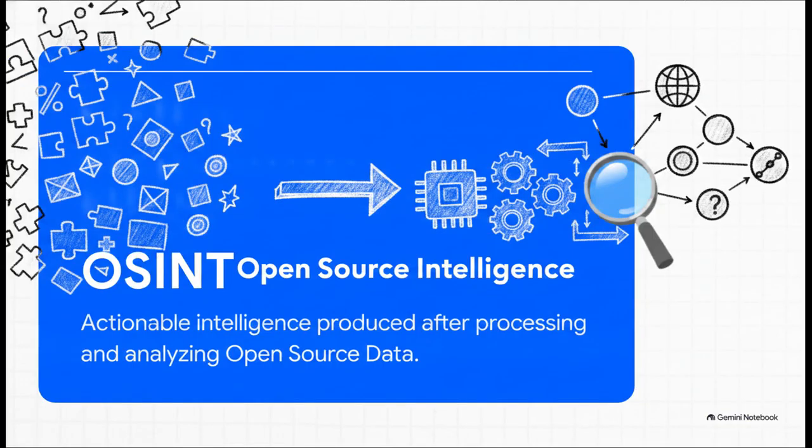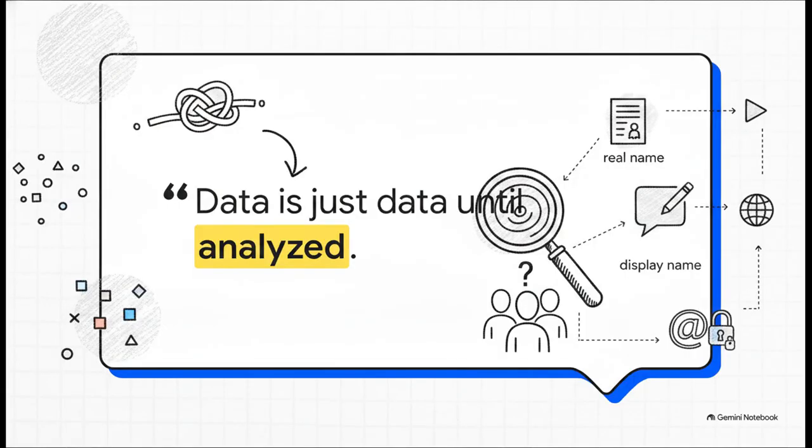Now, right off the bat, it is vital to understand the difference between raw data and actual intelligence. Say you find a random username on a forum. That is just open source data, or OSD. It's raw, it's unanalyzed, and on its own, it doesn't tell us much. It only becomes open source intelligence, or OSINT, after you've processed it, verified it, and actually figured out what it means in the context of your specific investigation. And that brings us to the golden rule of this entire field. Data is just data until analyzed.